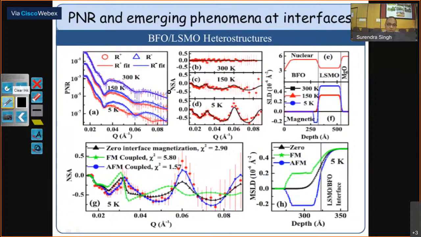Suppose S1. This is S1, where we did the polarized reflectivity at different temperatures: 300K, 150K, 5K. This is the NSA, which I was saying is nothing but, from the reflectivity data only, the difference between the two reflectivities divided by the sum of the two. For R plus and R minus at 300K we have a straight line because there is no splitting of R plus and R minus at 300K. It suggests there is no ferromagnetism in this system at 300K. But if you see 150K, there is a difference.